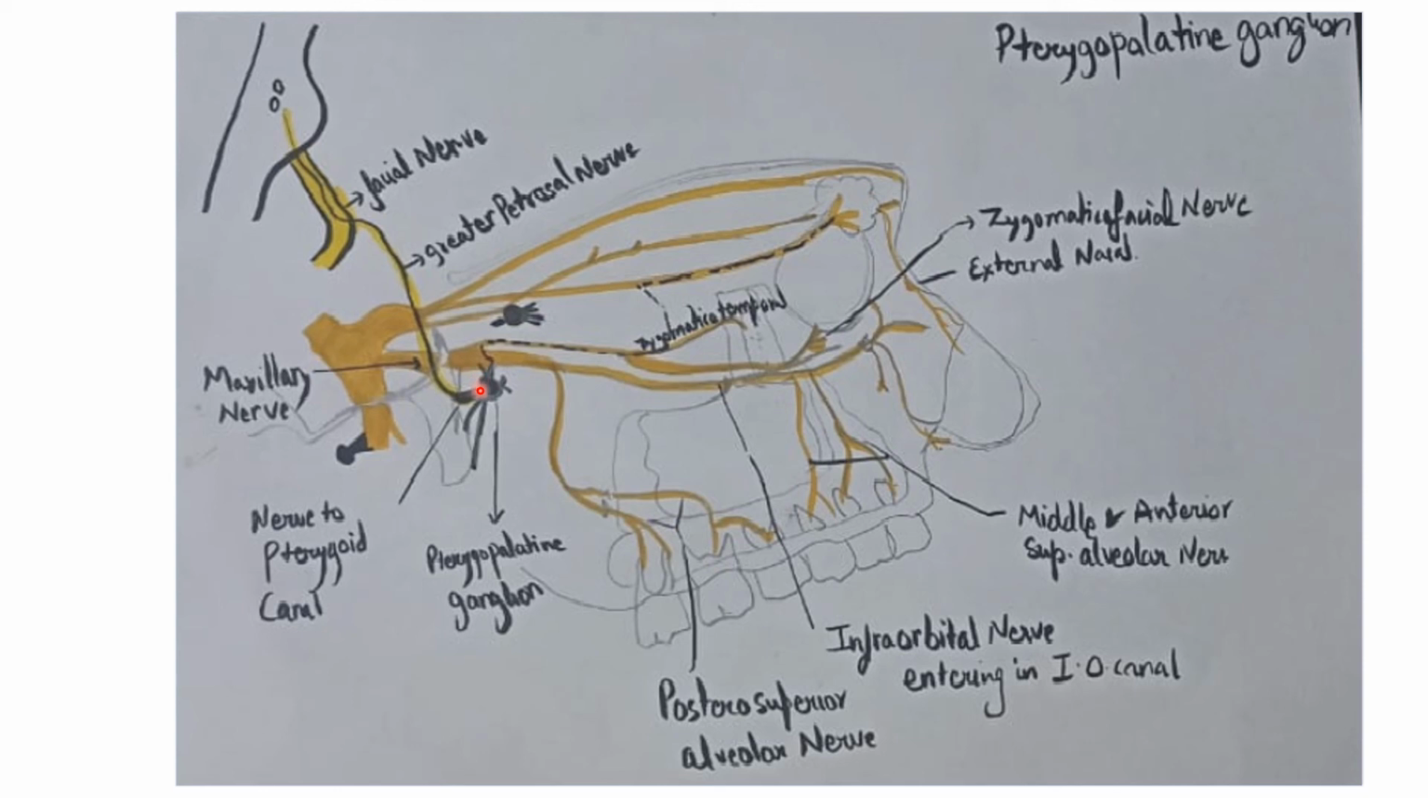All preganglionic fibers relay in the ganglion. Now the postganglionic fibers, which are secretomotor fibers, take origin, right, and supply the lacrimal gland via the zygomaticotemporal nerve. Zygomaticotemporal joins the lacrimal nerve and finally supplies the secretomotor fibers to the lacrimal gland.